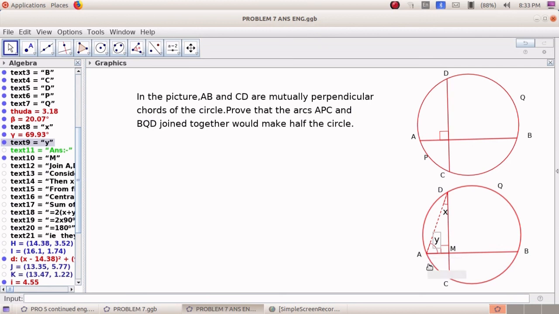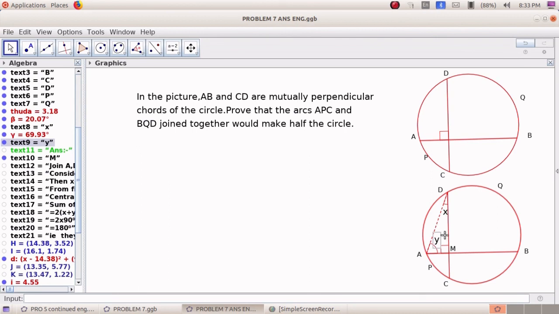Now see arc APC. The angle made by that arc at its alternate arc is X. Therefore the central angle of arc APC is its double, 2X. Like that, arc BQD makes an angle at its alternate arc, that is Y. Therefore the central angle of arc BQD, the angle made at the center of the circle, will be 2 times this one, 2Y.